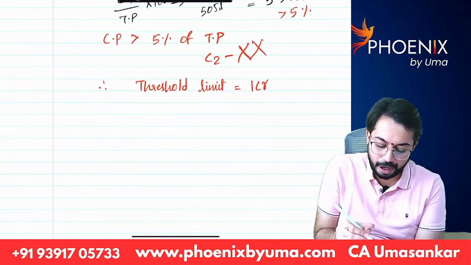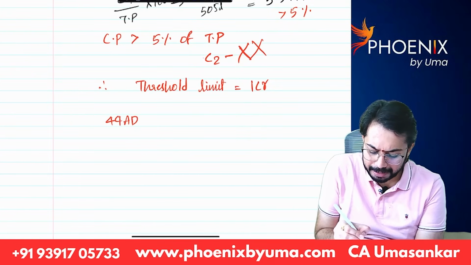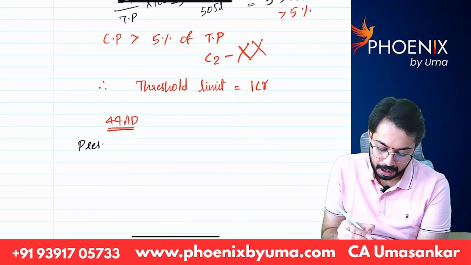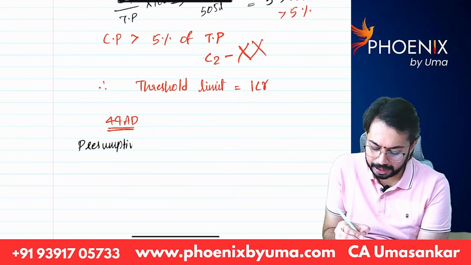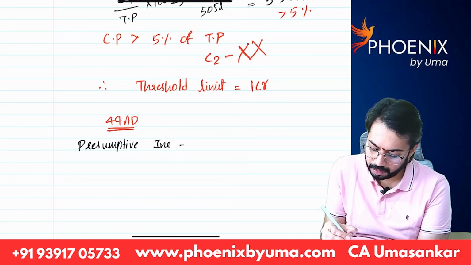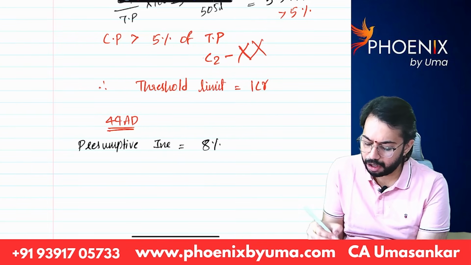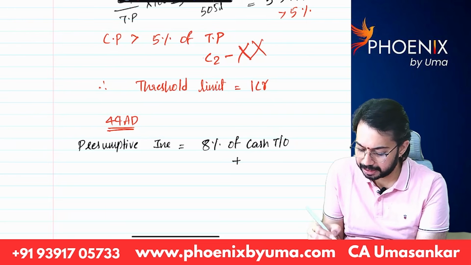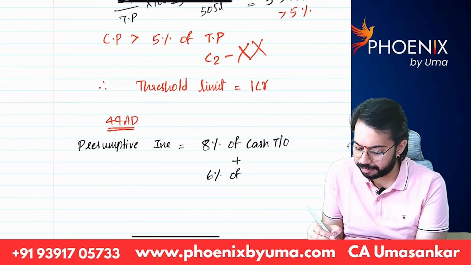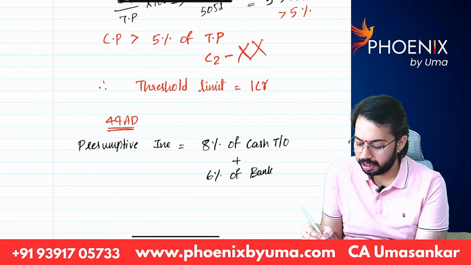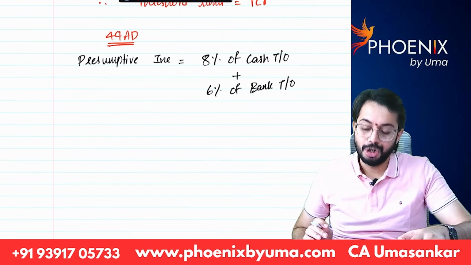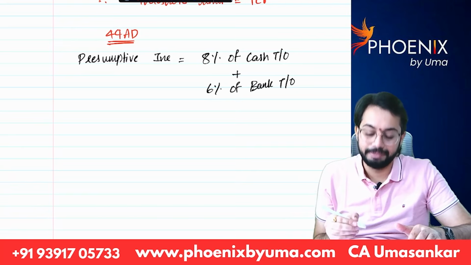As per 44AD, how much is presumptive income? As per 44AD, presumptive income is equal to 8% of cash turnover plus 6% of bank turnover. That will be treated as presumptive income. Correct?